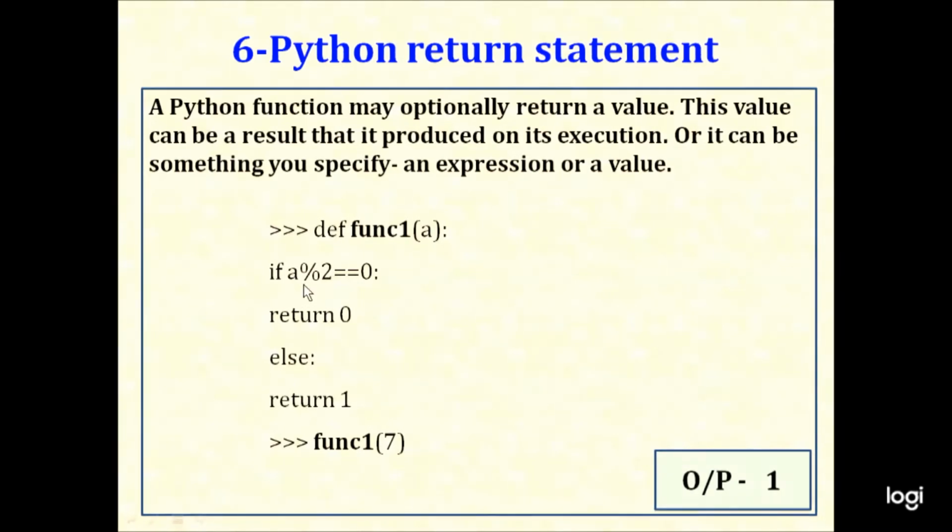Here, user is providing value 7 to the program and means value of a is 7. 7 divided by 2, then remainder will not be 0. It means else statement will be executed and we will get the answer 1.